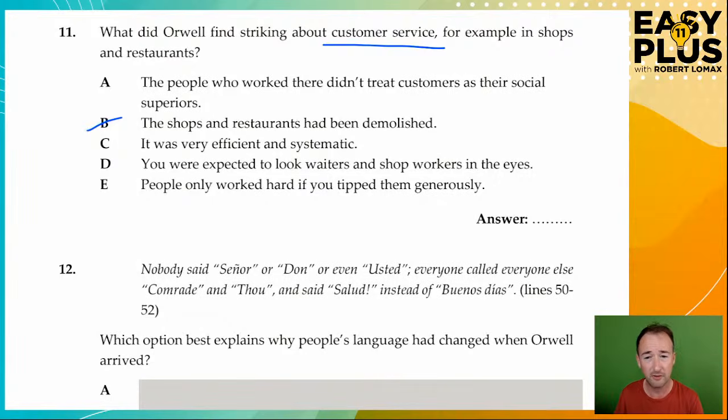C, it was very efficient and systematic. D, you were expected to look waiters and shop workers in the eyes. E, people only worked hard if you tipped them generously. You know what tipping is. It's when you give extra money on top of the bill to thank the person who served you. Right.